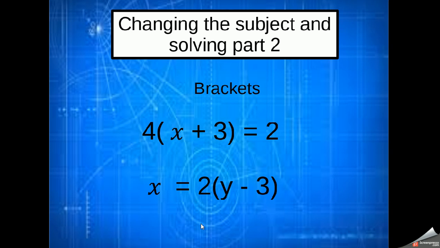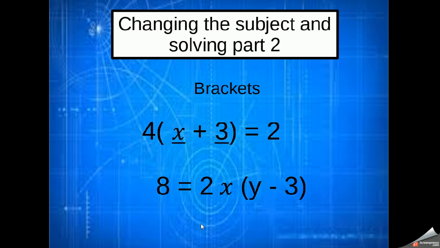Next thing we're going to deal with is brackets, and what happens when they're in an equation that we have to solve or change the subject of. Well, fortunately we've done this already, because the first thing we have to do is expand the brackets. Like we did with an expansion of brackets, have a look at that video if you haven't. We're going to multiply everything separated by a plus or a minus by the number or the variable outside.